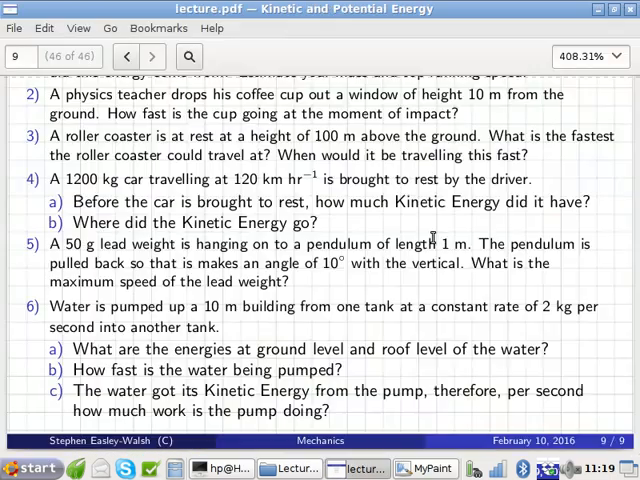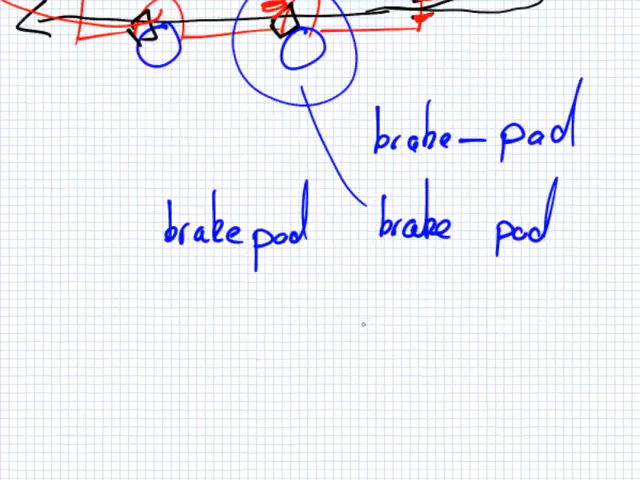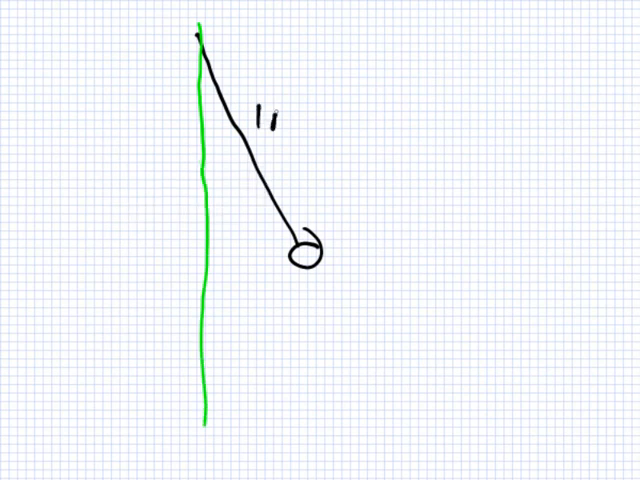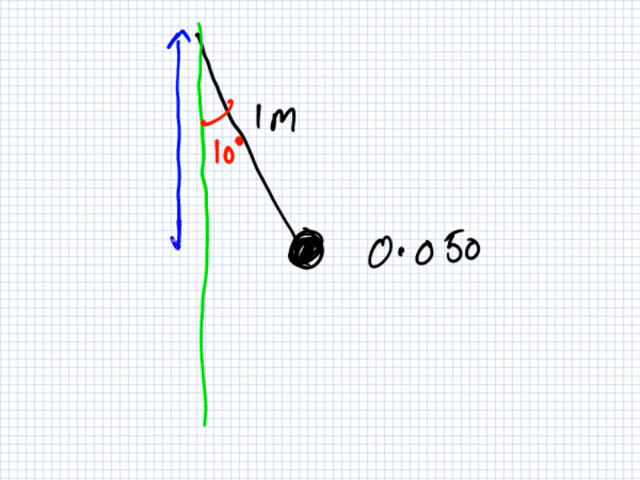Okay, next one now. So you've got a pendulum and it's 1 meter and the mass is 50, so 0.050, and the angle here is 10 degrees. So who can tell me how big this is? How big this is? And then it can swing down to here.